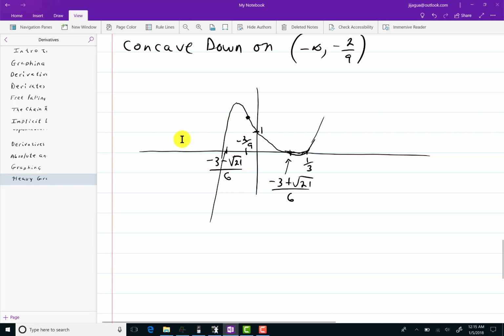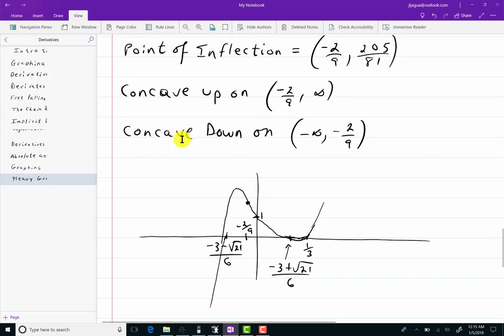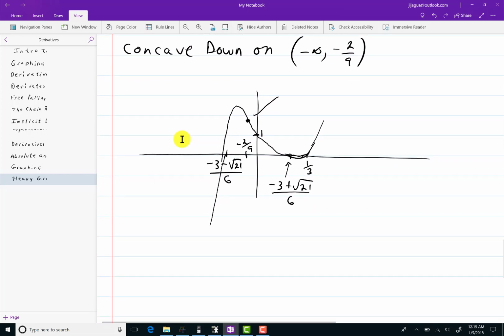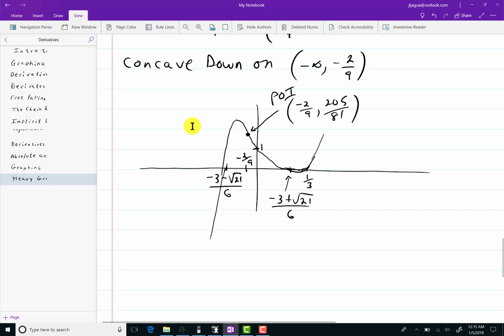And the y value was 205/81, so I would put -2/9, 205/81. So that's a POI. Then we had local max and mins. What was my local max and min?